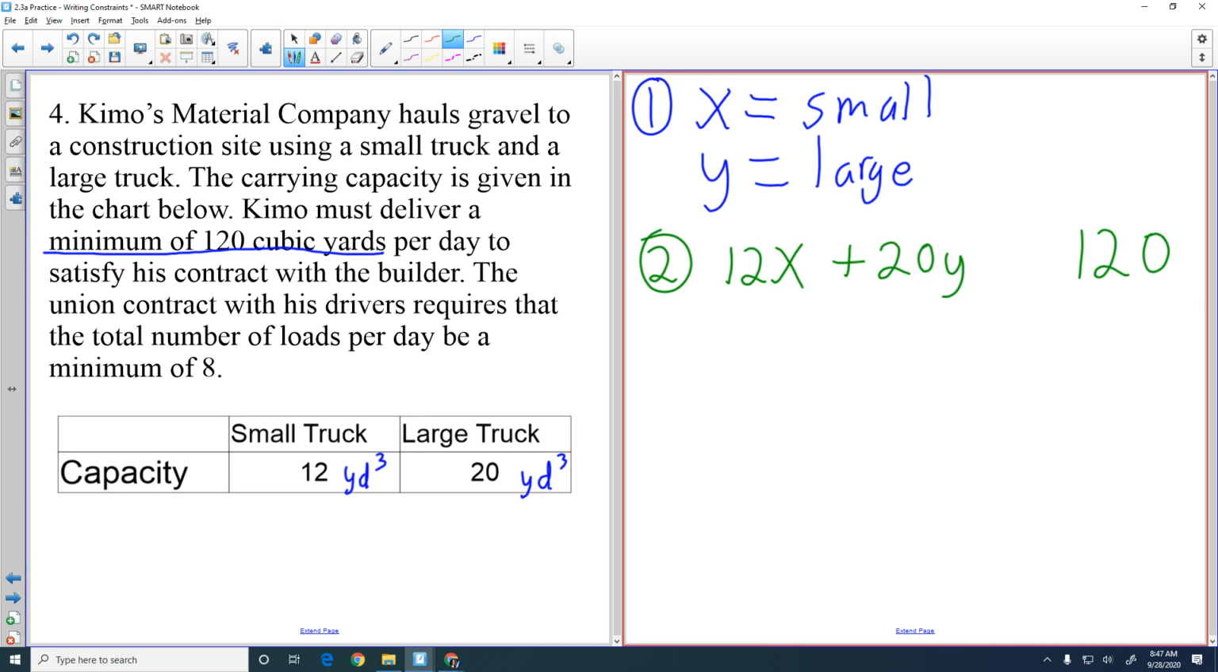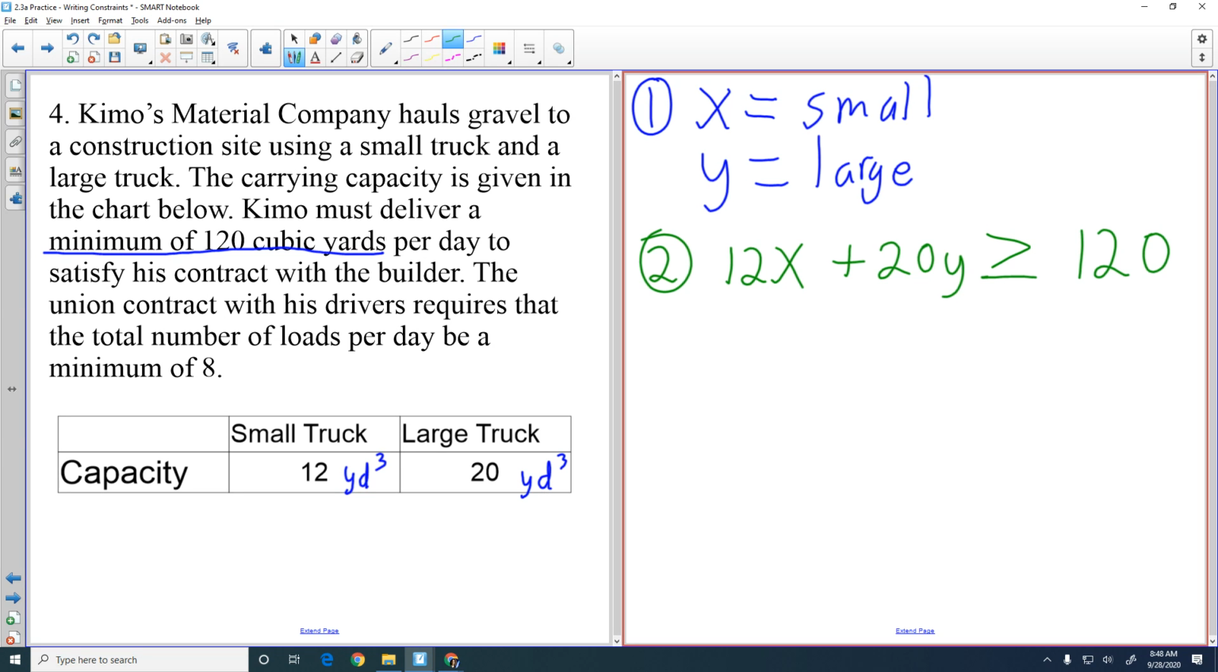If 120 is the minimum, can I go over that? Can I do more than 120? For sure. Right? 120 is the minimum. So this has to be greater than. Could it equal 120? Is that okay also? Yeah, so it's going to be a greater than or equal to 120. So we've got to get rid of at least 120 cubic yards from that construction site. That's the minimum. I can go over that. I can do more. I can do 200 or 500.